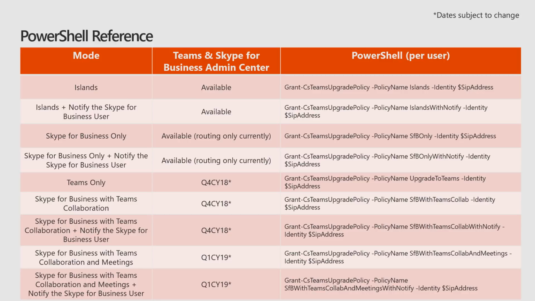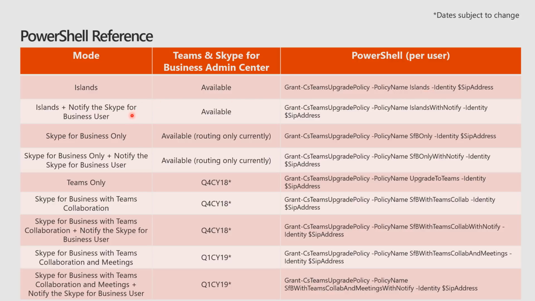So for example, we see here for islands, if I want to turn on islands for a particular user, there's my commandlet, Grant-CsTeamsUpgradePolicy. The policy name is Islands. And in this case, the identity I used was $SipAddress. That's a variable, of course, that holds the particular SIP address of the user that I want to assign this for. If I wanted to set this org-wide, by the way, you'd just leave off the identity piece, right? And that would just set it to the entire org.